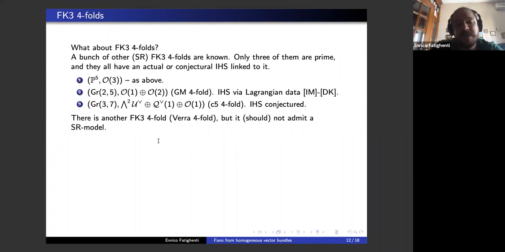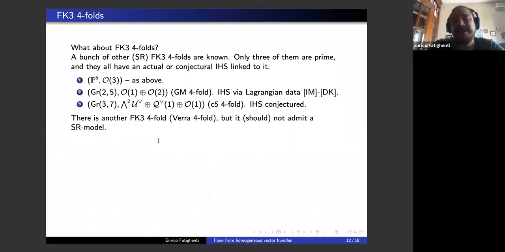This one is a bit more mysterious. Even the description is quite complicated if you compare it with the other two. And so you start from the Grassmannian G(3,7), which is a 12-dimensional variety, and you cut it with this rank 8 vector bundle. So we have a copy of wedge 2 of the dual of the tautological bundle, and then we have a twisted dual of the quotient bundle, and then a hyperplane class.